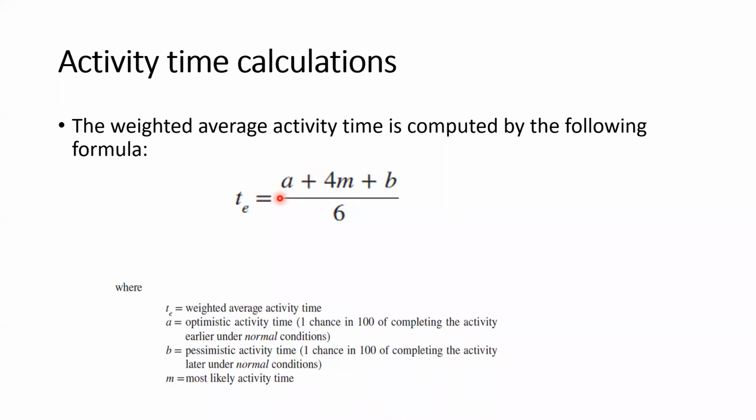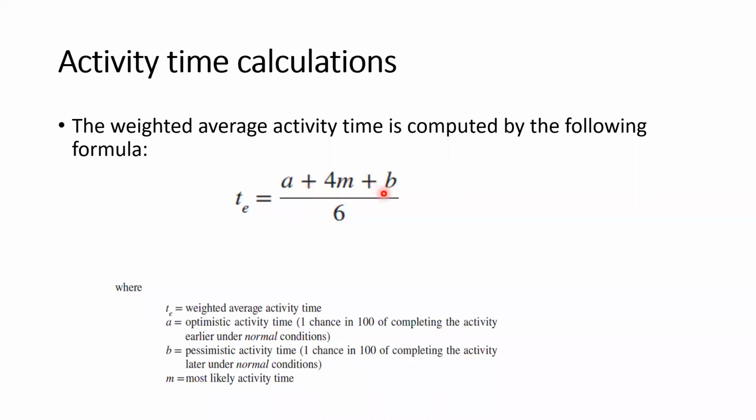For that, you have to take the optimistic activity time. The optimistic activity time, we can denote it as A, right? The meaning of that is 1 chance in 100 of completing the activity earlier under normal conditions. So optimistic people are always thinking that all the things will go well and they can meet the deadline and they can actually do the activity before the deadline, right?